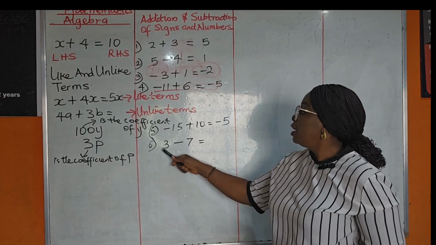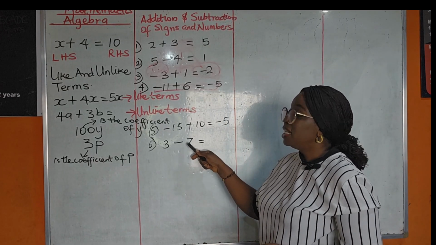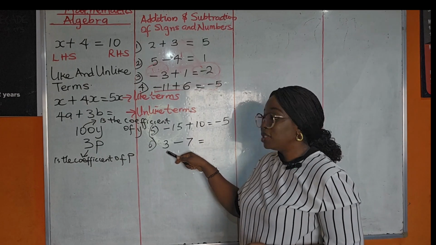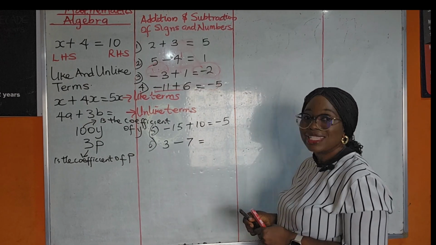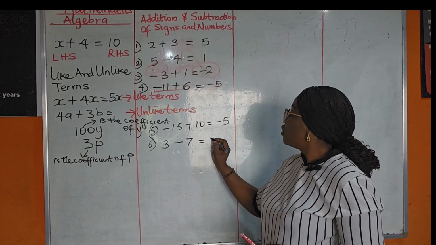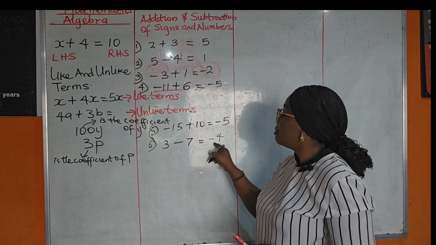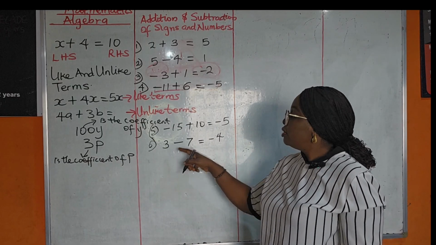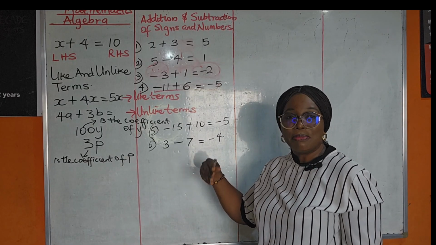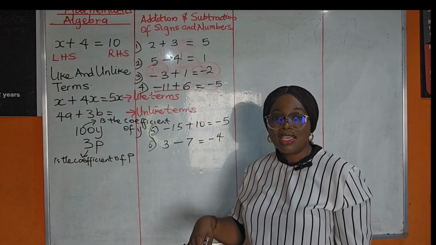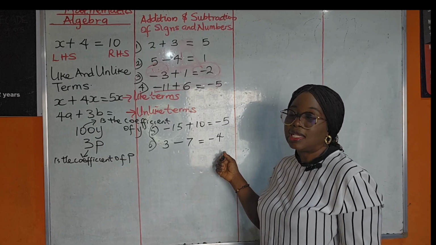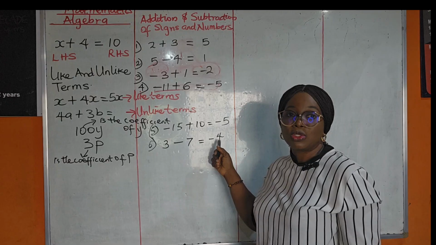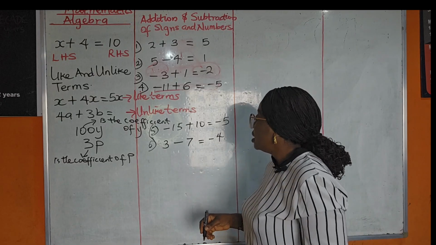So you see 3 minus 7, the negative number is bigger than the positive number. So therefore your answer will be negative. Of course, you're having minus 4. 3 minus 7, ordinarily you will say is impossible, but in algebra, you get a negative answer. So 3 minus 7 is equal to minus 4.